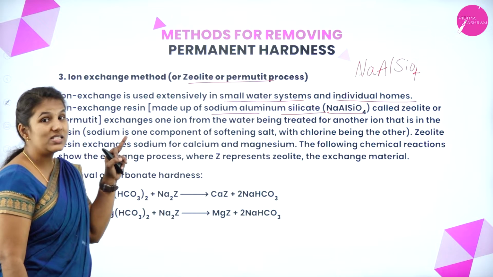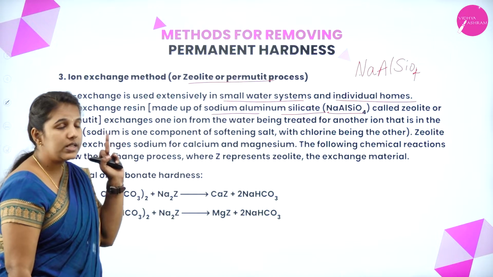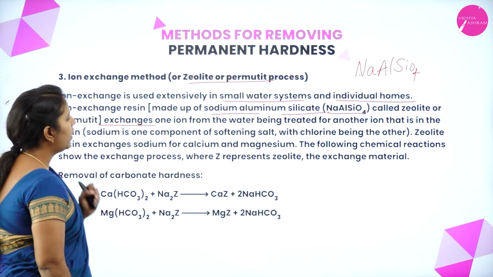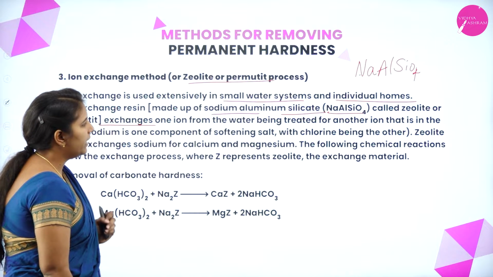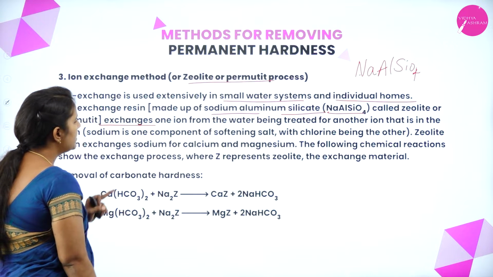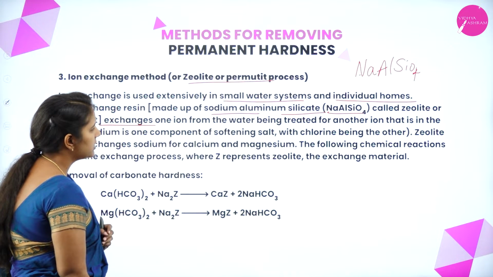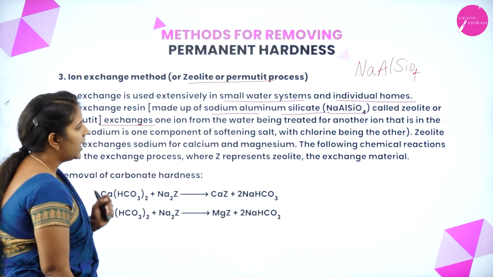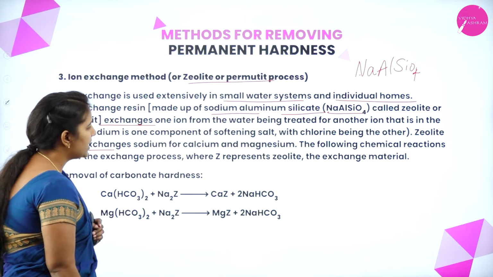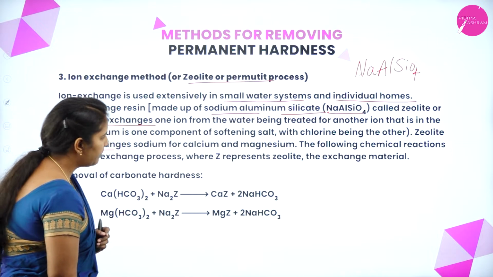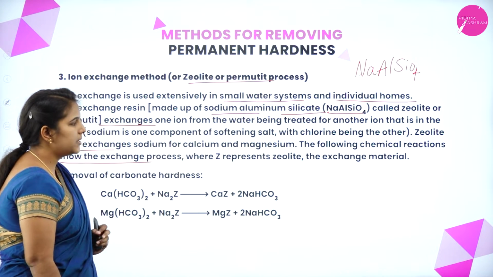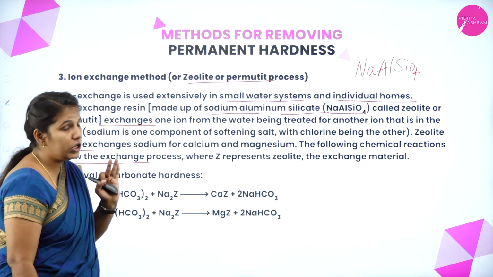This is known as zeolite, sodium aluminium silicate, which is also known as zeolite. So, it exchanges one ion from the water being treated with another ion in the resin. The sodium is one of the components of the softening salt, with chlorine or another ion. The zeolite exchanges sodium with the calcium and the magnesium, and this chemical reaction shows the exchange process. Here the Z represents the zeolite, which is the exchange material.